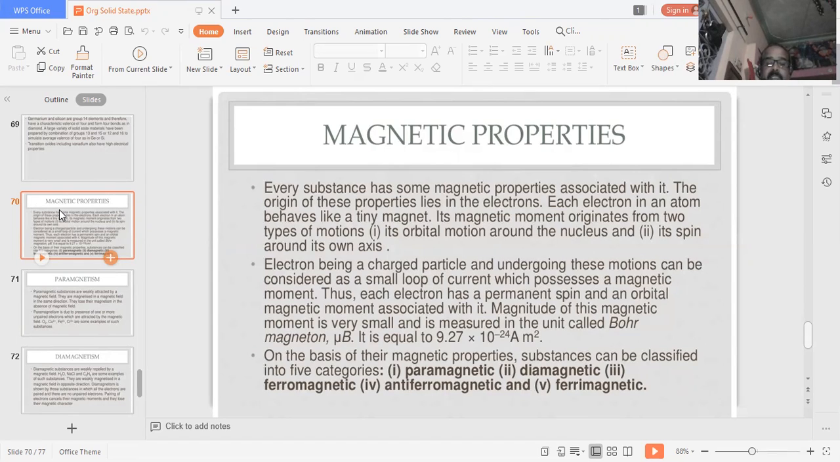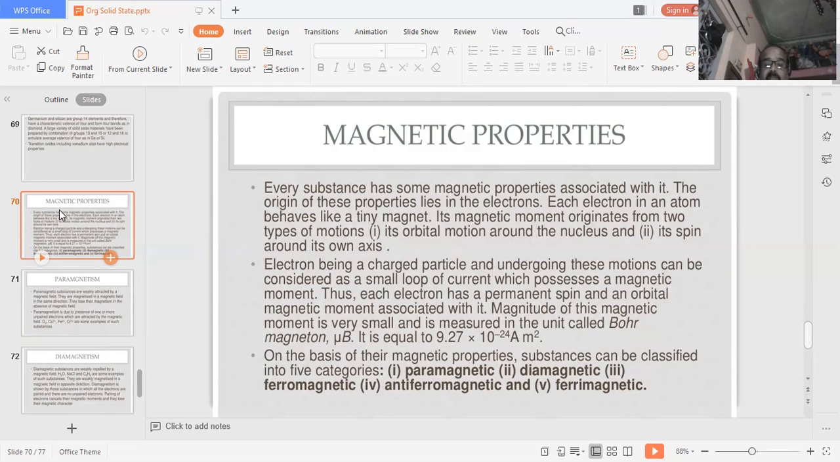Electron being a charged particle and undergoing this motion can be considered as a small loop of current which possesses a magnetic moment. Thus, the electron has a permanent spin and an orbital magnetic moment associated with it. The magnitude of this magnetic moment is very small and is measured in the unit called Bohr magneton, mu B. It is equal to 9.27 x 10^-24 A m^2.